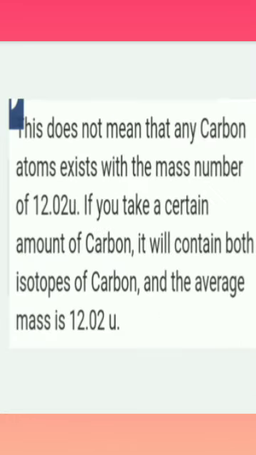This does not mean that any carbon atom has a mass number of 12.02. If you take a certain amount of carbon, it will contain both isotopes and the average mass is 12.02. Carbon 12 is present on earth at 98% and carbon 13 isotope at 2%. Totally two isotopes are present in carbon.